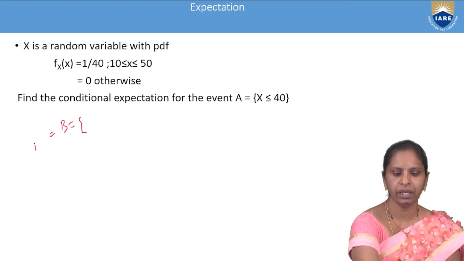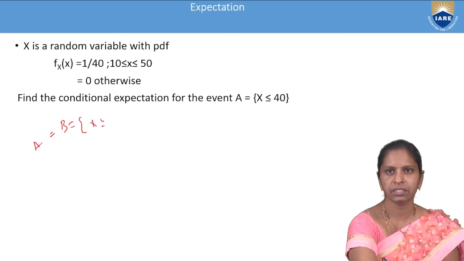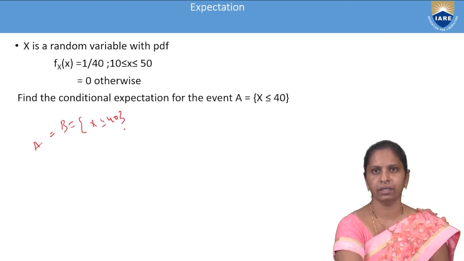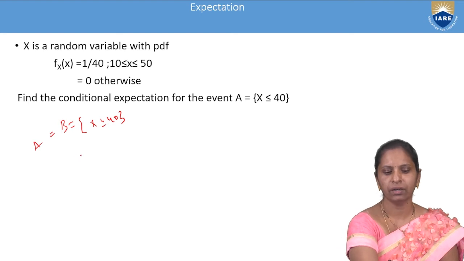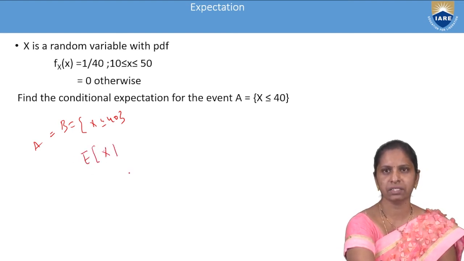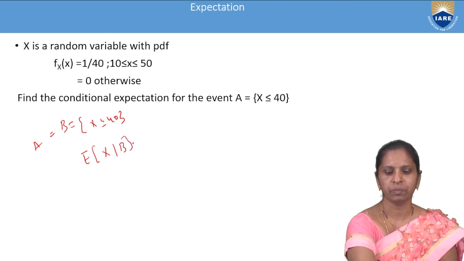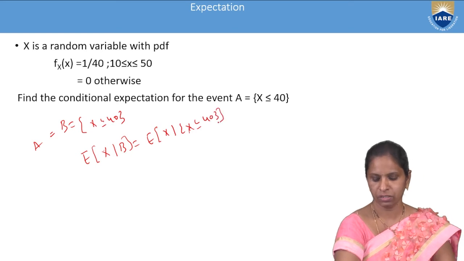So what is my a or b? It is equal to x is less than or equal to 40. What do I have to calculate? I have to calculate the conditional expectation of the random variable x, E of x by b, nothing but E of x by x is less than or equal to 40. So that I have to calculate now.